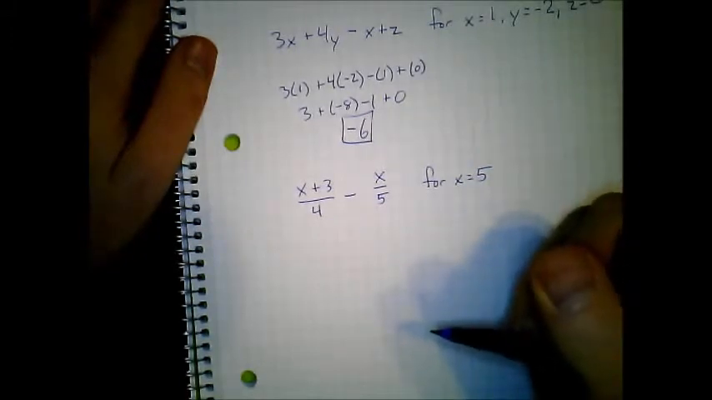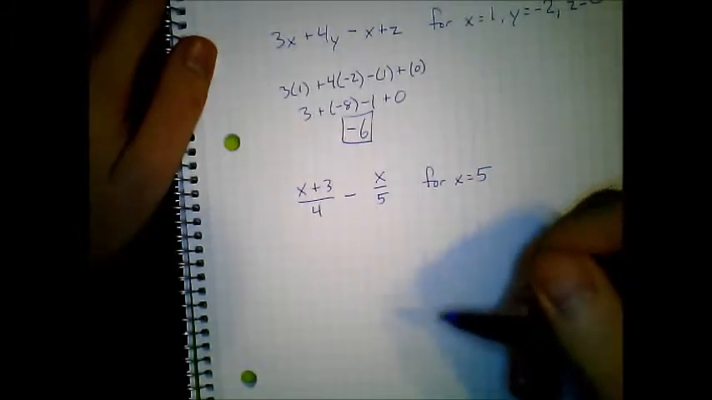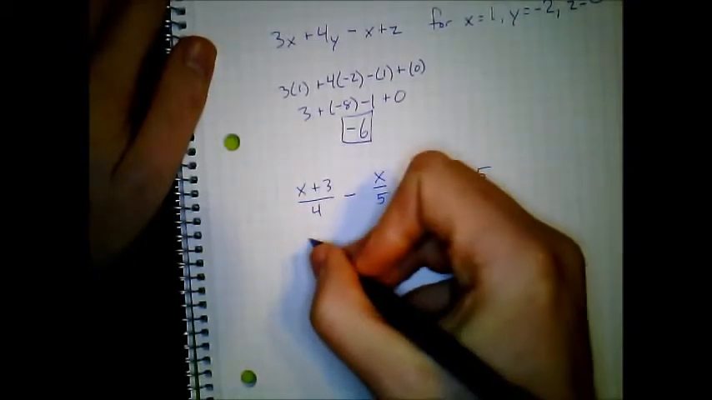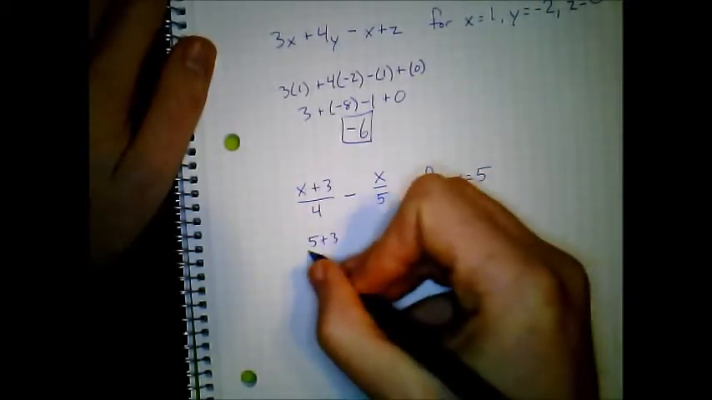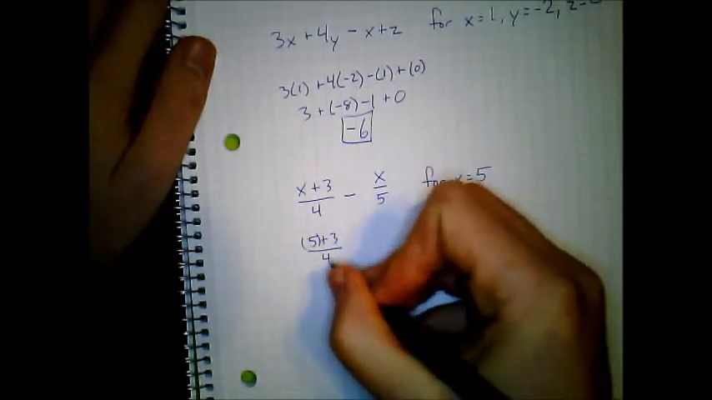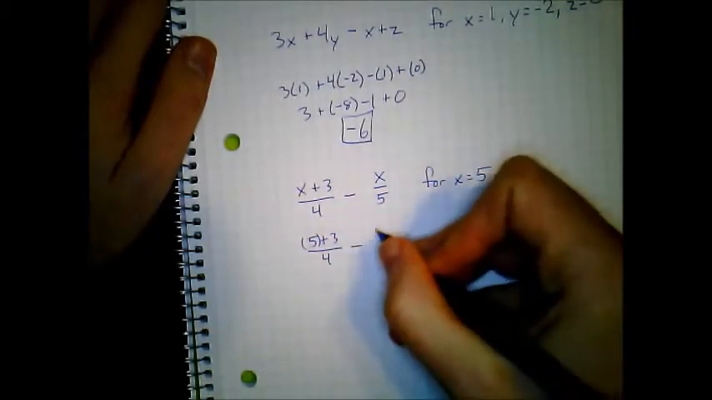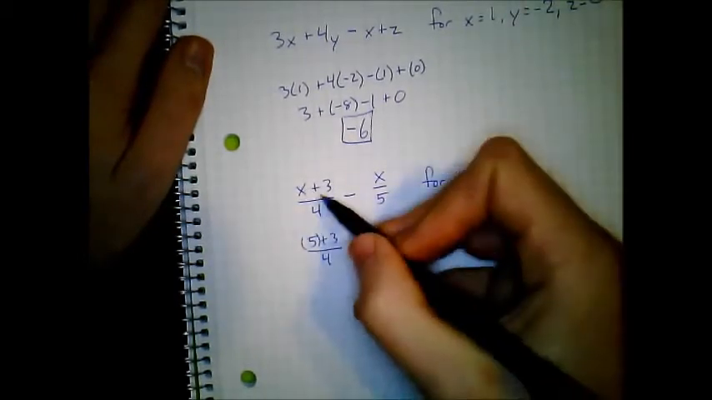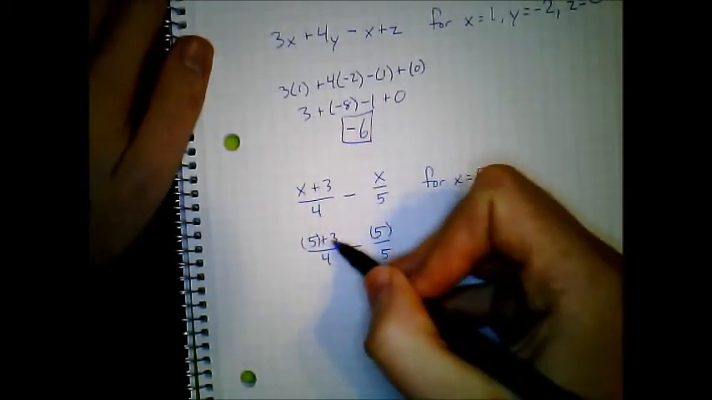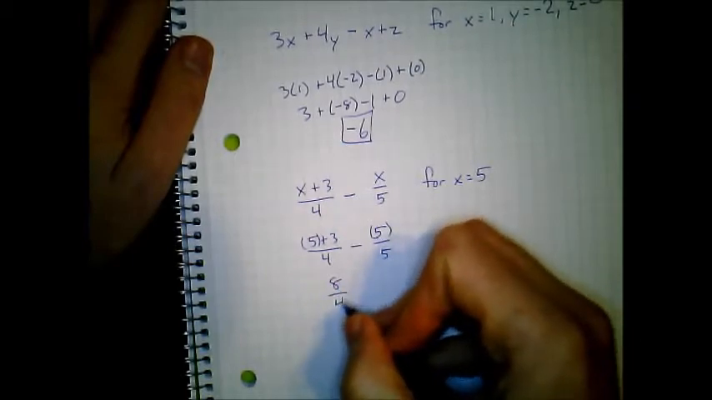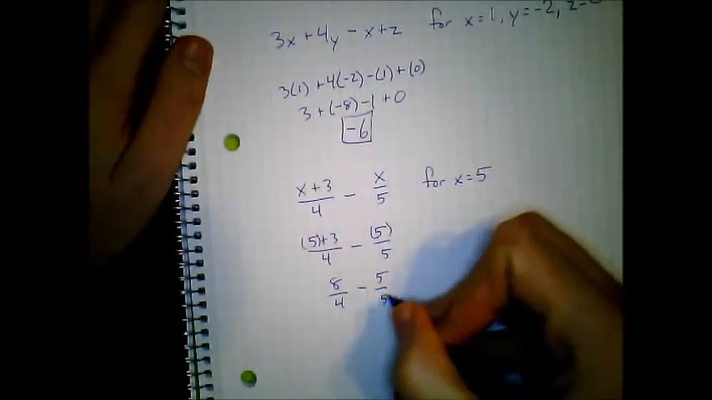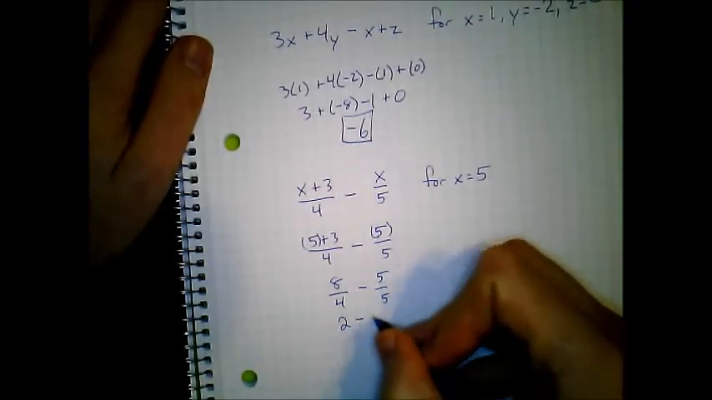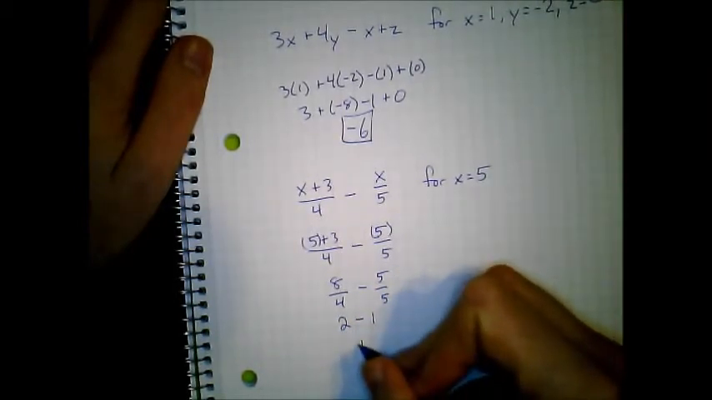So press pause. Okay, so we're going to substitute 5 in for all of our x's again. So we have 5 plus 3. We're dividing that quantity by 4 minus 5 divided by 5. So when we have a fraction, we need to do the numerator first. So 5 plus 3 is 8. So we have 8 divided by 4, which is 2. 5 divided by 5, which is 1. And 2 minus 1 is 1.